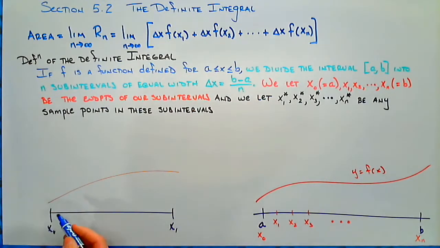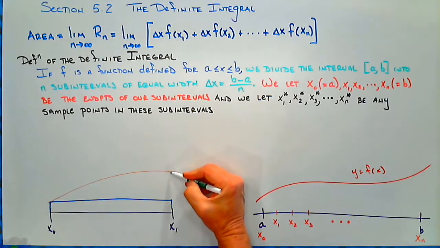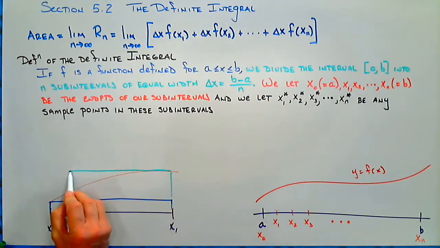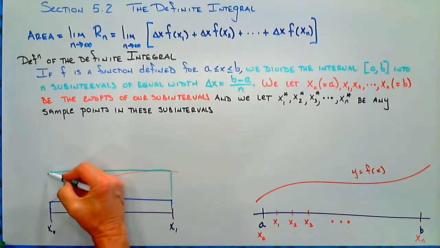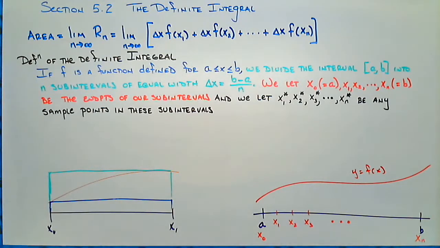Because we know if we pick this endpoint, we're going to get a rectangle that's only this high. But if I pick the right-hand endpoint, I'm going to get a rectangle that's this high. And when we look at these two rectangles, we think to ourselves, that is a lot of difference between those two.